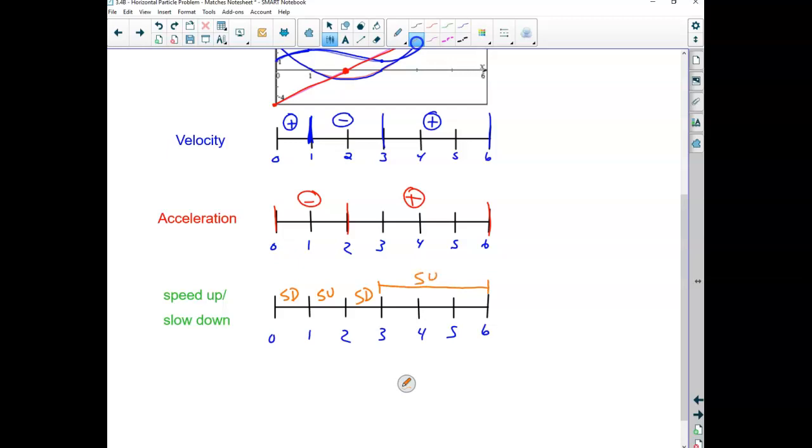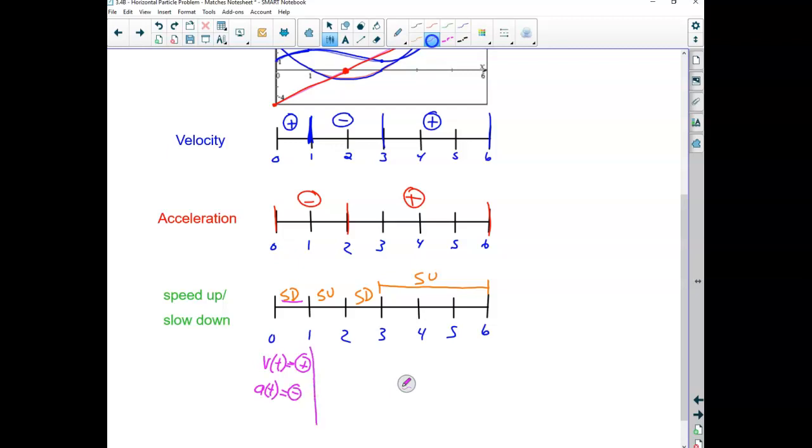Well, let's look. Why was I speeding up from 0 to 1? Or, excuse me, why was I slowing down from 0 to 1? Well, my v of t, what was it? It was positive. What was my acceleration? My acceleration was negative from 0 to 1.